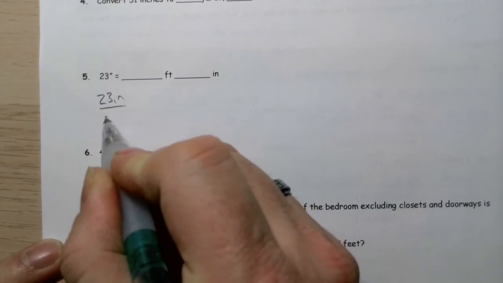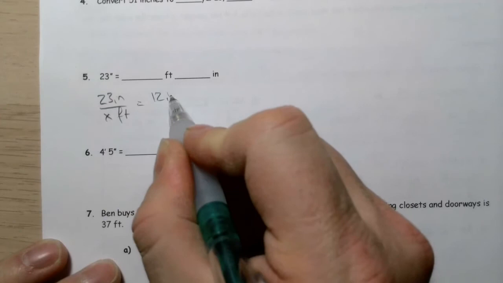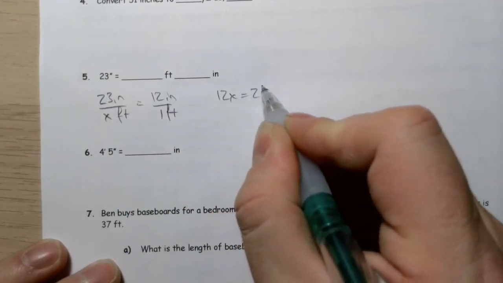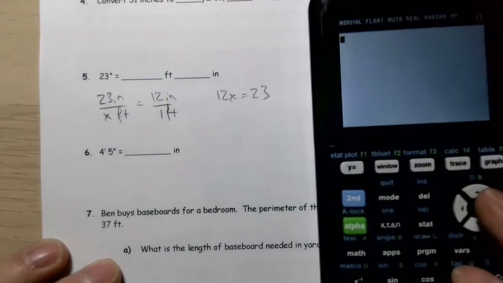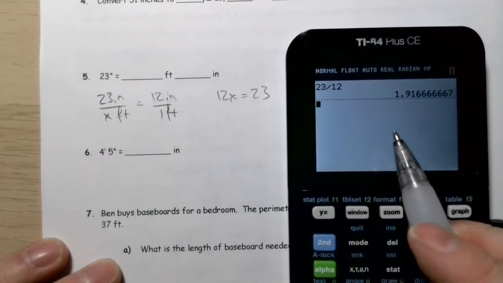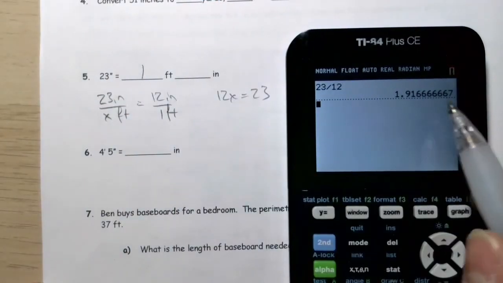23 inches is x feet. Well, there are 12 inches in 1 foot. I'm going to cross multiply, so 12x is going to equal 23 times 1. And then I'm going to divide 23 by 12. So I know for sure that I'm getting 1 complete foot, and then I've got this remainder left over.